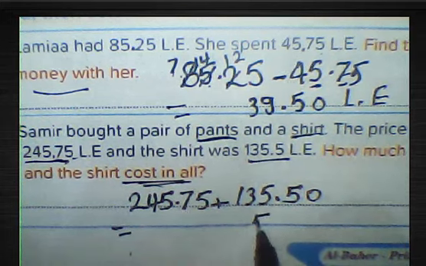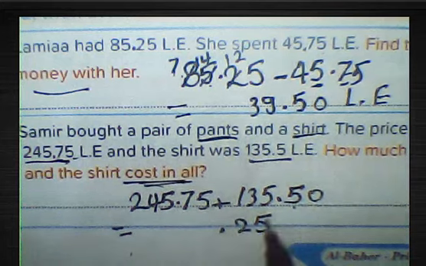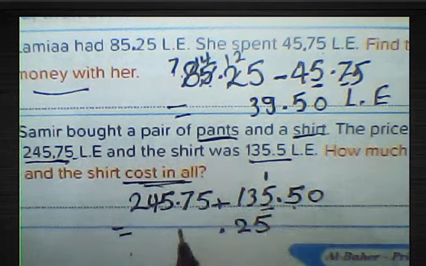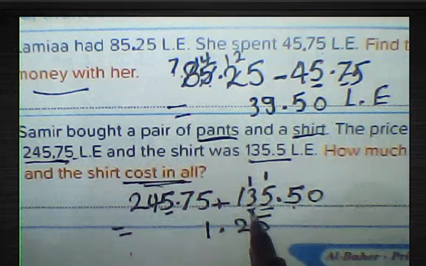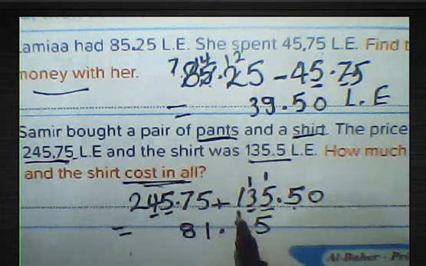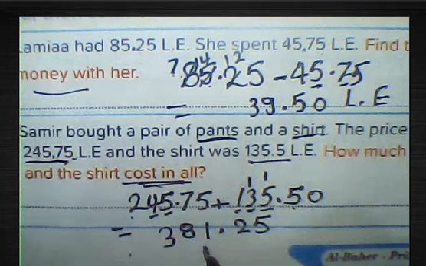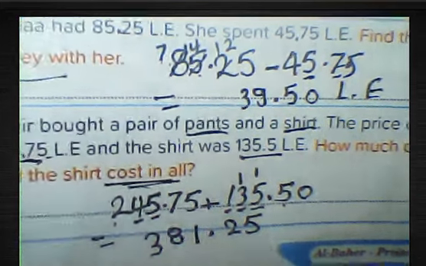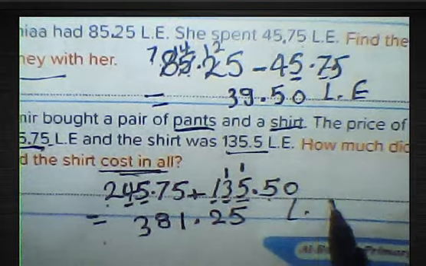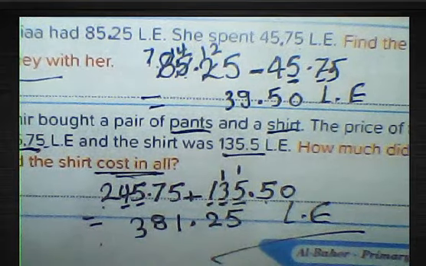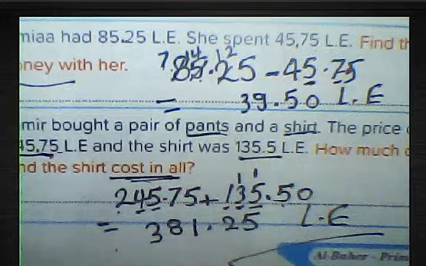0 plus 5 equals 5. 5 plus 7 equals 12. 2 and carry 1. 5 plus 1, 6. 6 plus 5 equals 11. 1 and carry 1. 3 plus 1, 4. 4 plus 4 equals 8. 1 plus 2 equals 3. The result will be 381.25 Egyptian lira. It's the total cost. Understood?